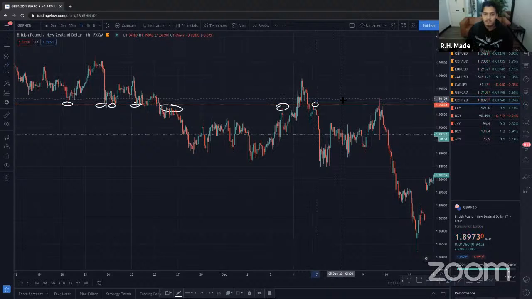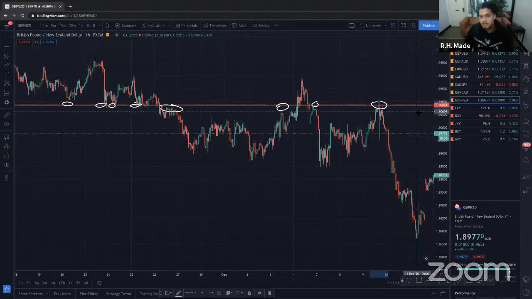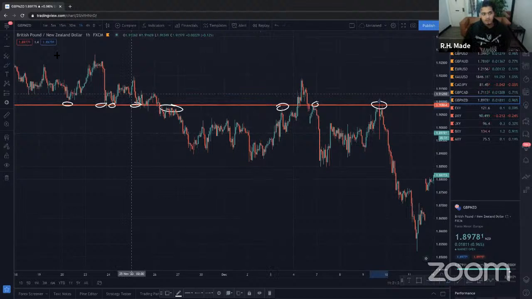This area is resistance again. We have the retest here. We have another rejection here. This is letting us know that this area of resistance is a strong level of resistance. So we know that if price comes back to this point, we have a good chance of being able to sell GBP NZD, right?